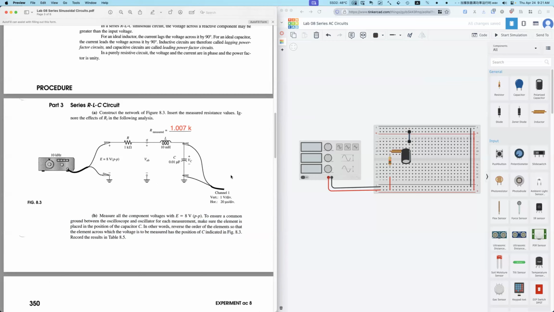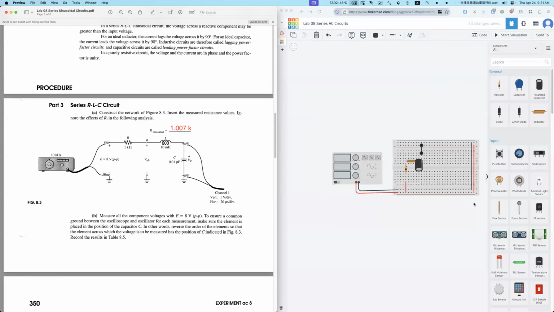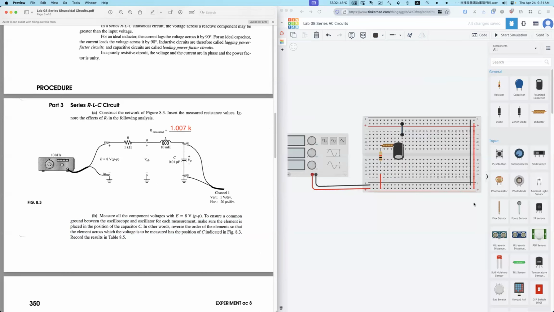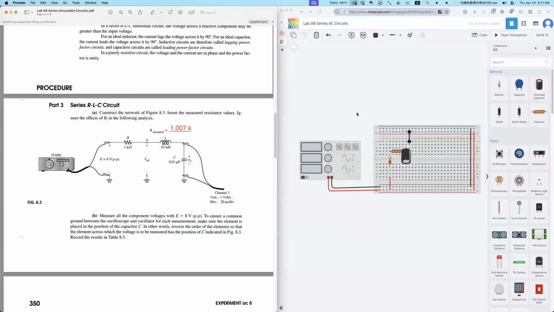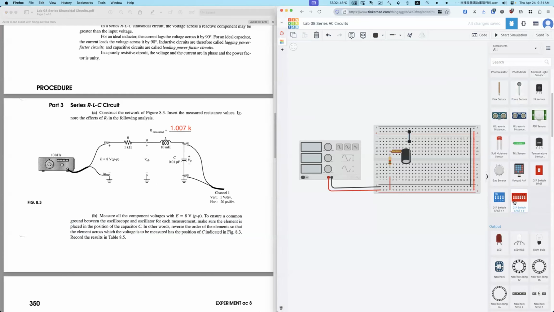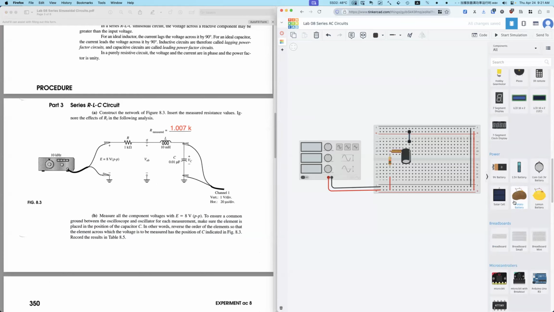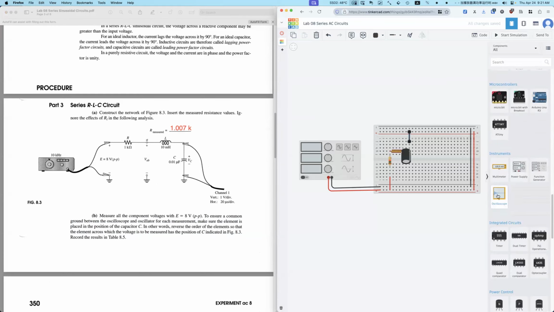But in Tinkercad, as we did before, we know this is a simulation. So actually we could use several oscilloscopes to measure the voltage. Only in simulation can we do this. So we could use 3 oscilloscopes now.